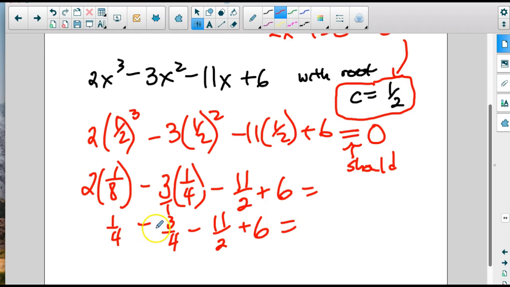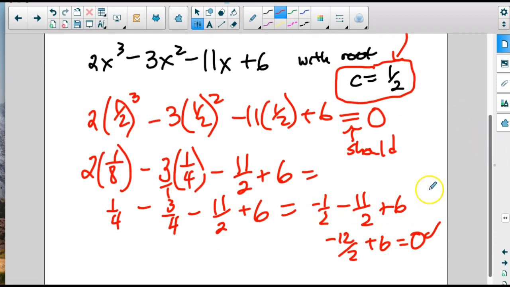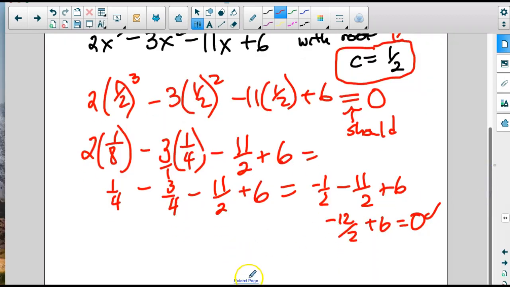Okay, 1/4 minus 3/4 is going to be negative 1/2 minus 11/2 plus 6. So these two are going to be minus 12/2 plus 6. And that's negative 6, so that's going to equal 0 for sure. Okay, so we know it's a root. So we know when we divide, we should get 0.